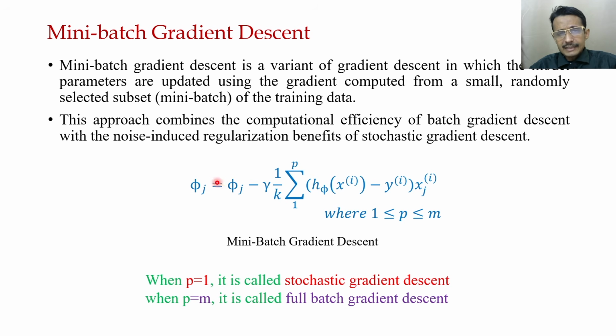Now the equation of the weight update becomes a sum from 1 to p, where p is the number of samples in this mini batch. When p is equal to 1, it is stochastic gradient descent. When p is equal to m, it is called full batch gradient descent. But p is basically in between 1 and m, and it is judiciously selected so that we can balance computational efficiency and the randomness of the path of convergence. It's called mini batch gradient descent.